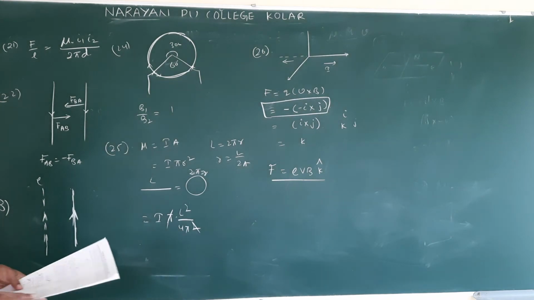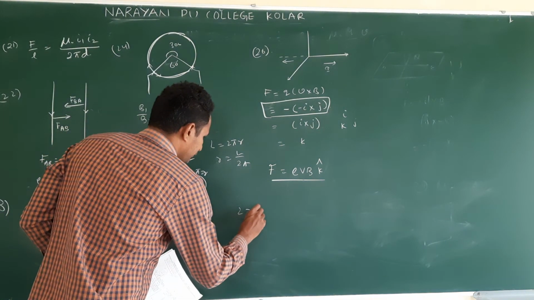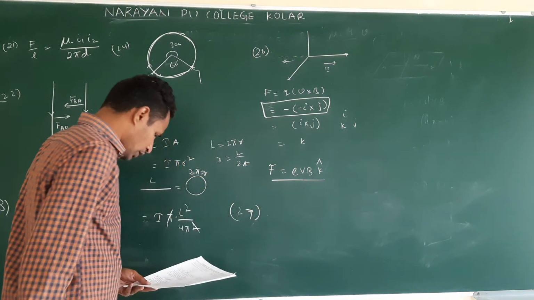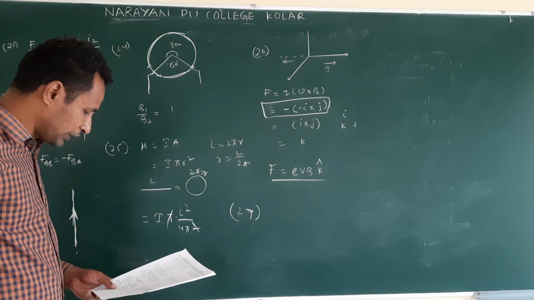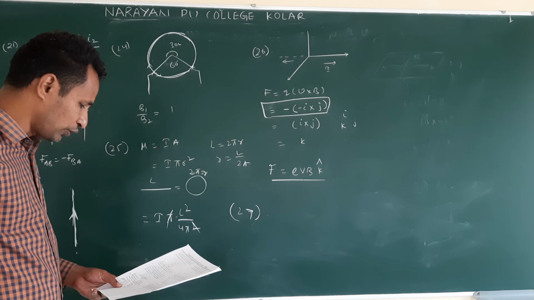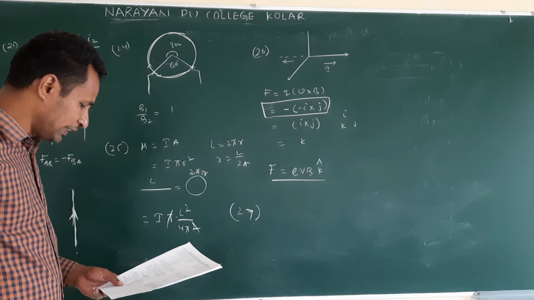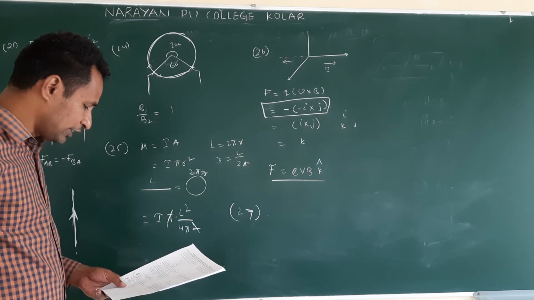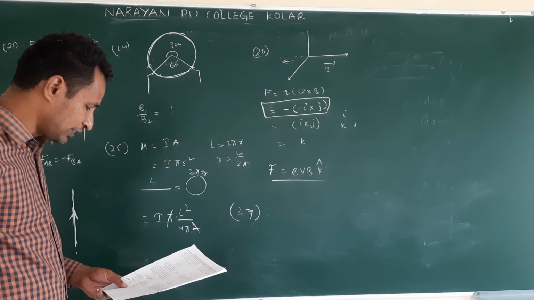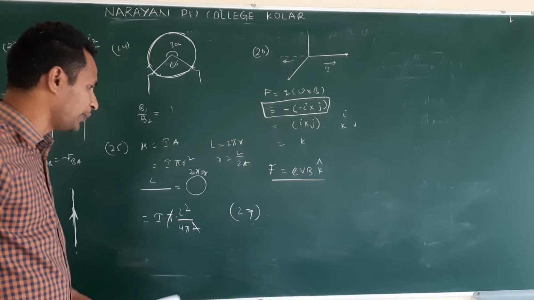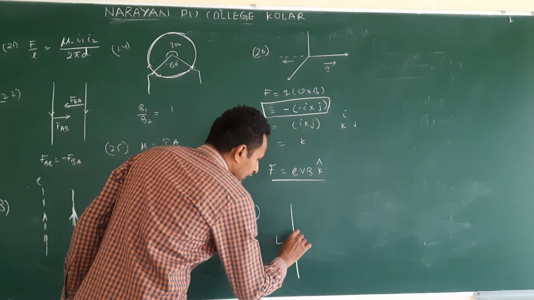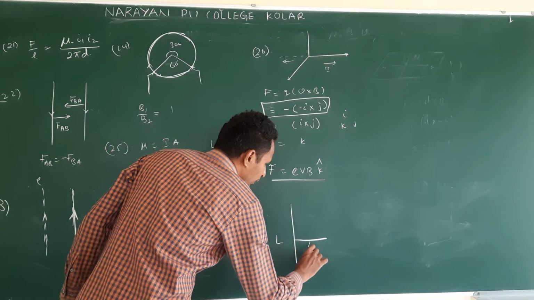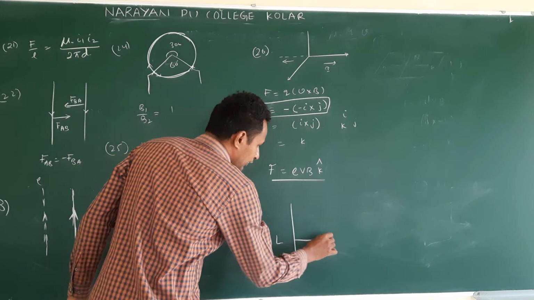Next, 27. 26th option is A. 27. A current I is flowing in a straight conductor of length L. The magnetic induction at a point at distance L by 4 from its center will be. This is the length of the conductor. At a distance L by 4, they are asking the field.